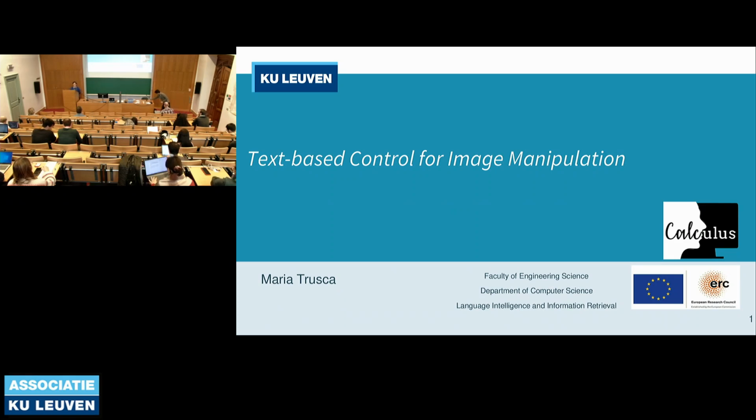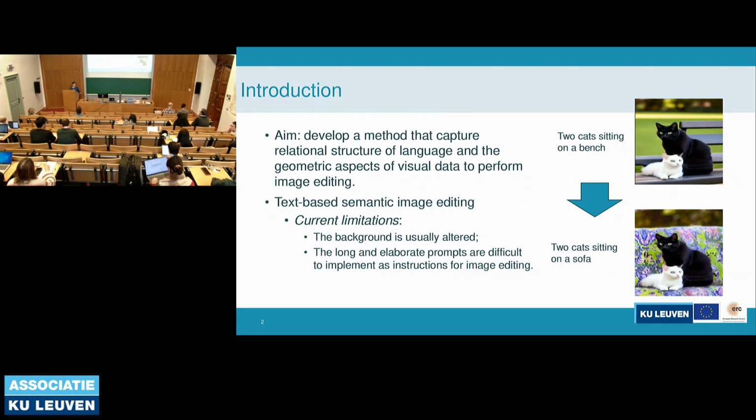Hello. Okay, so the title of today's work is text-based control for image manipulation. The aim of our work was to work with the relational structure of language and to also use geometric aspects of the visual data in order to obtain an anticipatory method that can work well for text-based image editing.